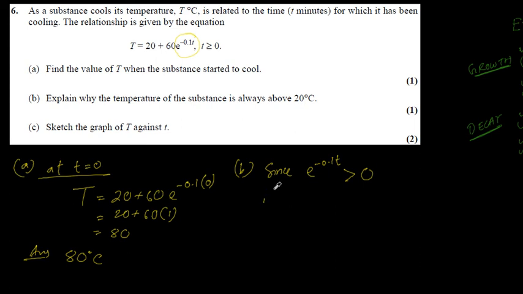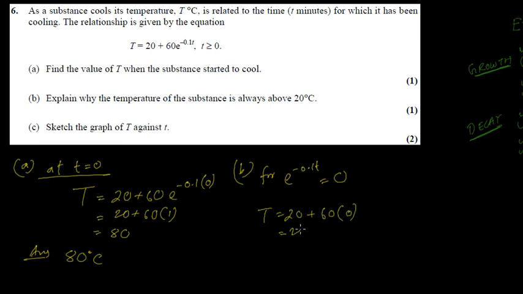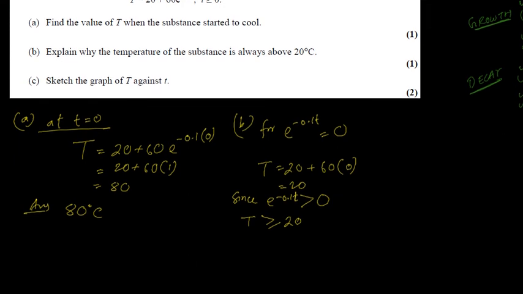Let's write it like this: for e to the power minus 0.1 t equal to 0, we can write temperature T is 20 plus 60 into 0, which is 20. So T has to be equal to 20. But explain why the temperature of the substance is always above 20 degrees Celsius. Since e to the power minus 0.1 t is always greater than 0, T will always be greater than 20. And that is the explanation.